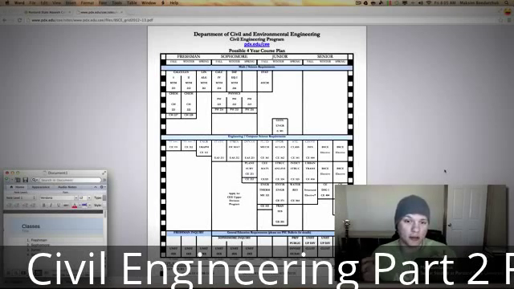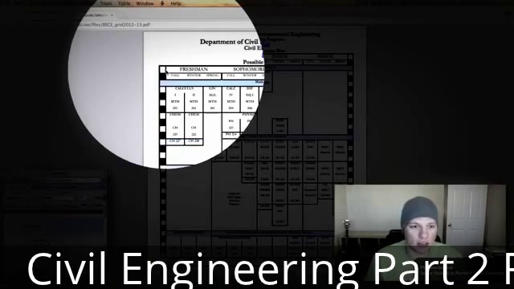As promised, I was going to show you the course plan, the 4-year course plan for the civil engineering degree. At least this is from Portland State University, but I'm sure other universities have a similar plan. I'm just going to go through it step by step, starting with freshman year.